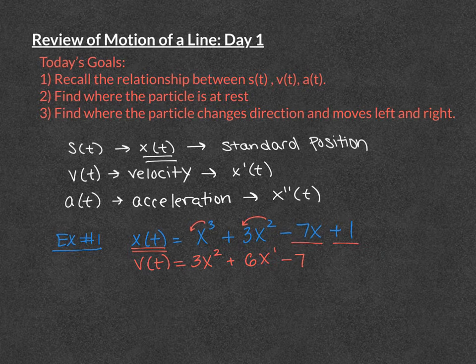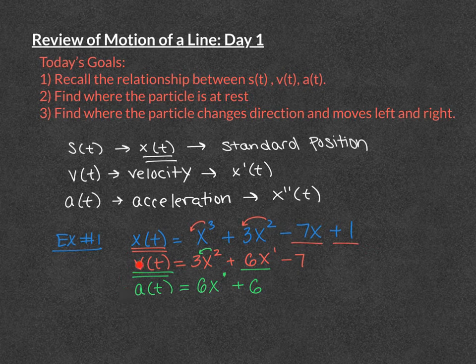Then I could ask you to find A of t. So A of t is the second derivative, or the derivative of V of t. So bring this, multiply them together. 6x, drop the power down by 1, and the derivative of 6x is just 6. So the idea between these three things is that A of t is the derivative of V of t, which is the second derivative, or V of t is the first derivative of X of t.